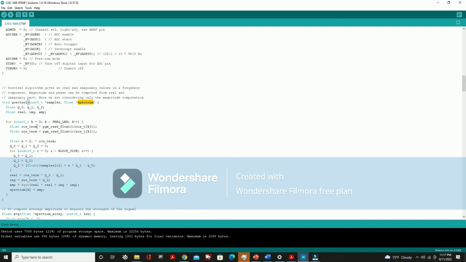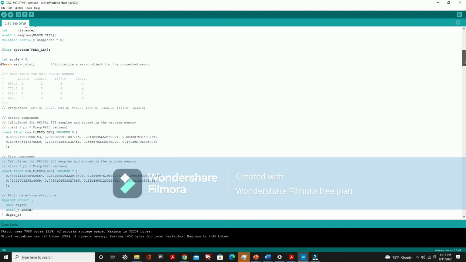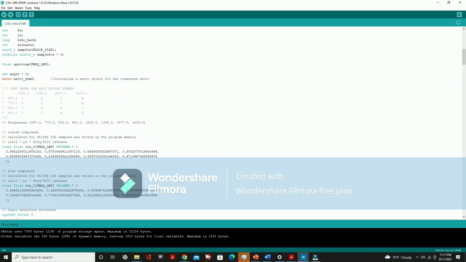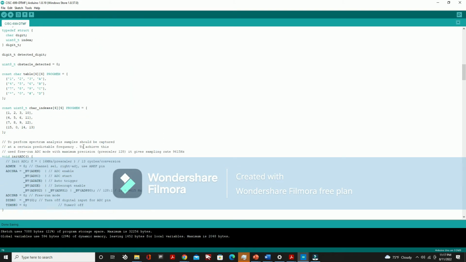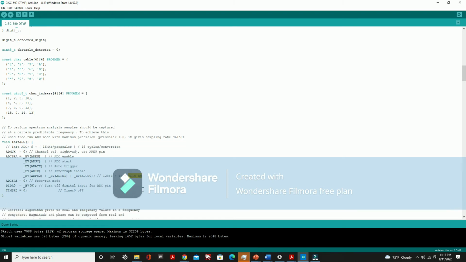So the cosine term and sine term are actually pre-computed before, which is mentioned over here. The cosine component and sine component are pre-computed, and this is the formula I used to compute the cosine component, and this is the formula I used to compute the sine component. One important thing to mention is the sampling frequency I have used here is 9.6 kilohertz.